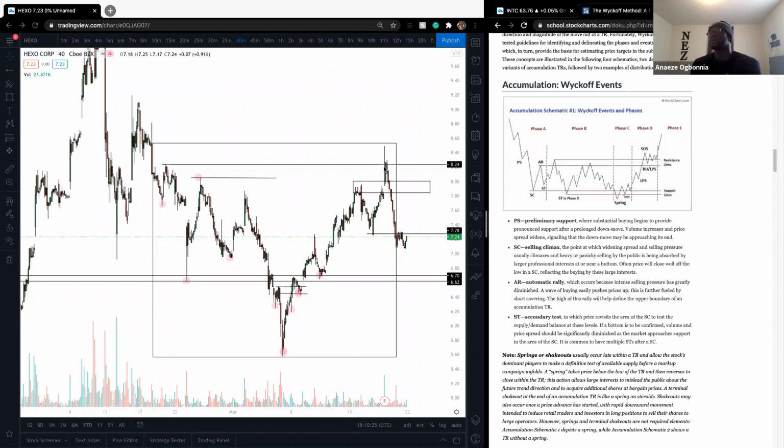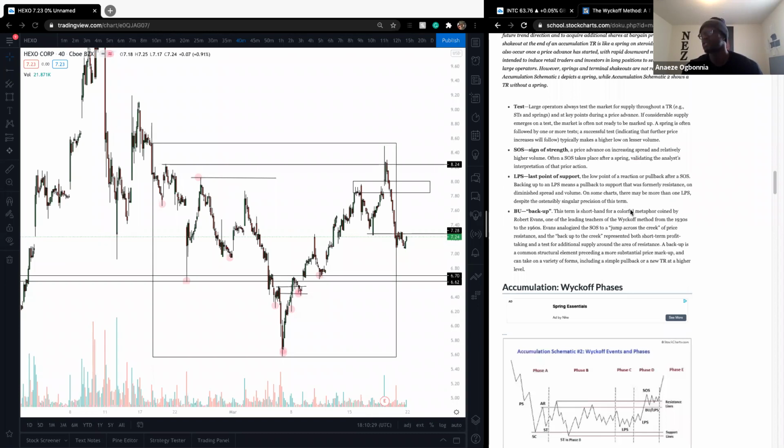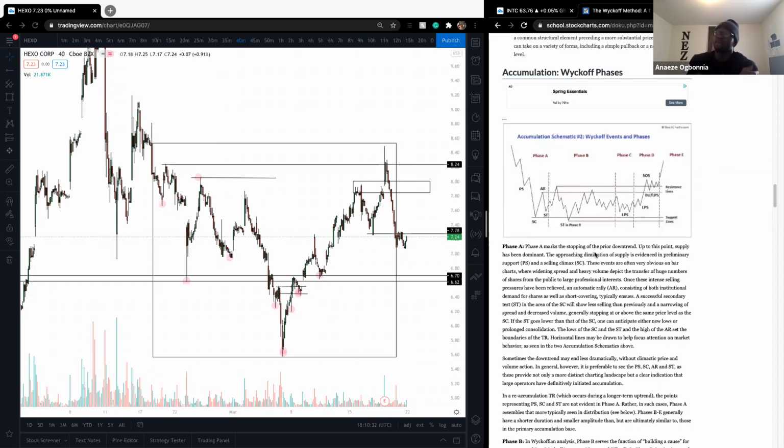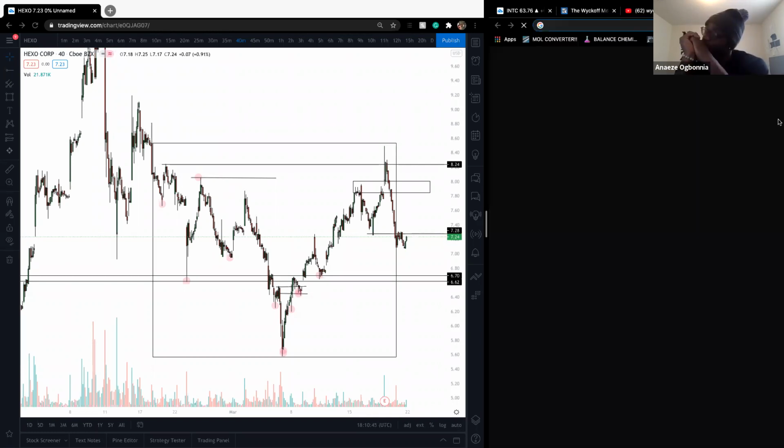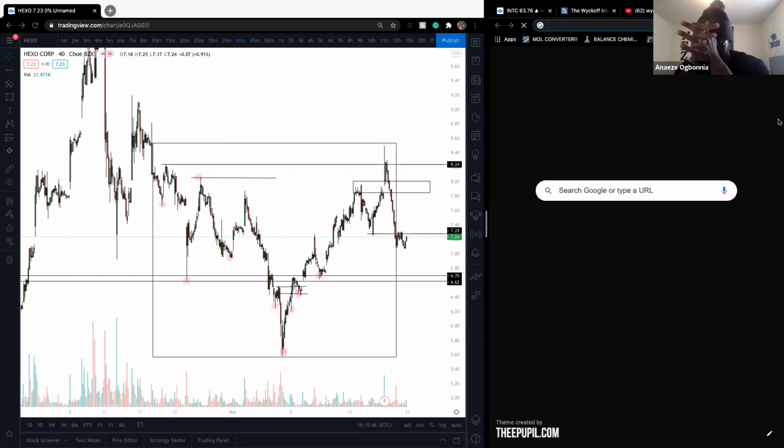If it's schematic number 1, you will have a spring. If it's schematic number 2, you will not have a spring. Number 2 is so much harder to see. Like I said, it is very, very hard.